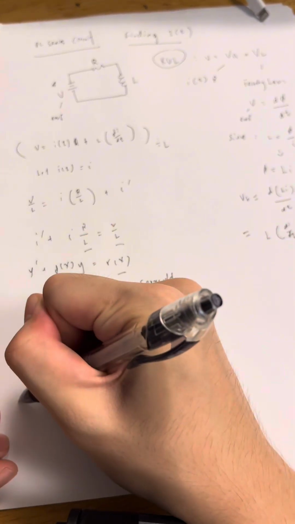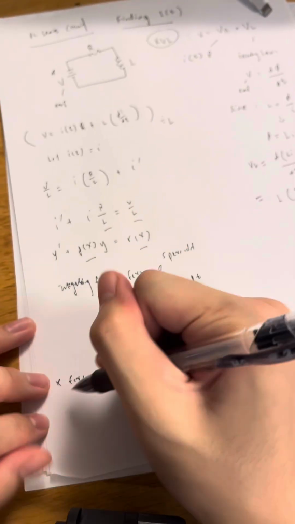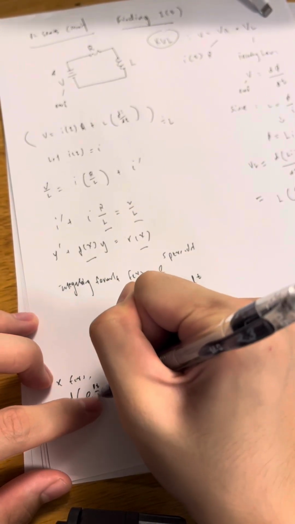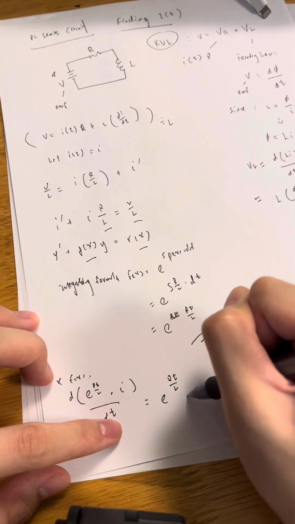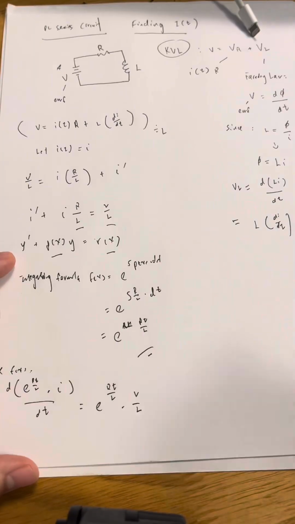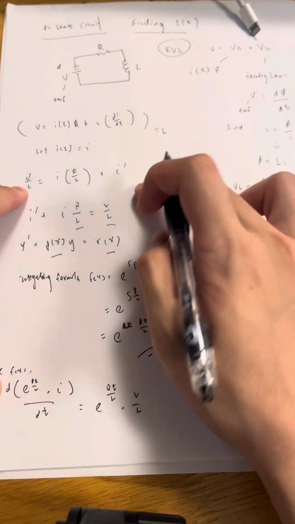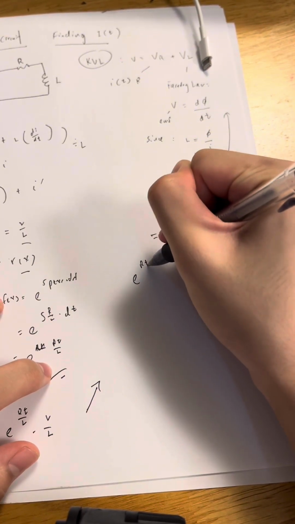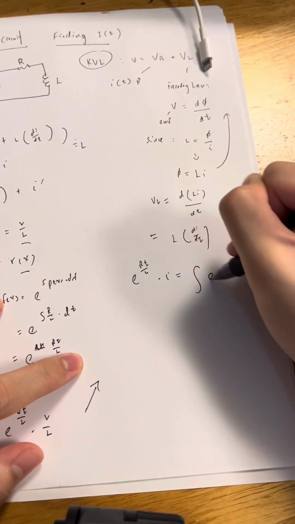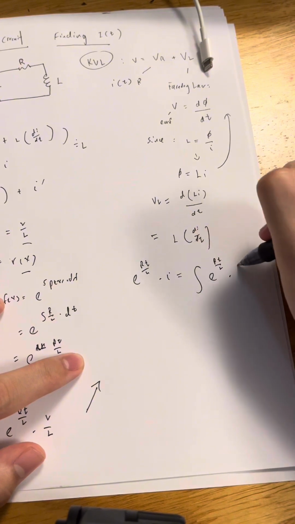Now we're going to multiply both sides. So we get d of e to the Rt over L times I in this instance over dt equal to e to the Rt over L times V over L, which is the R(x). So after multiplying this F(x) into this equation, we're going to integrate both sides. So e to the Rt over L multiplied by I equals the integral of e to the Rt over L multiplied by V over L dt.